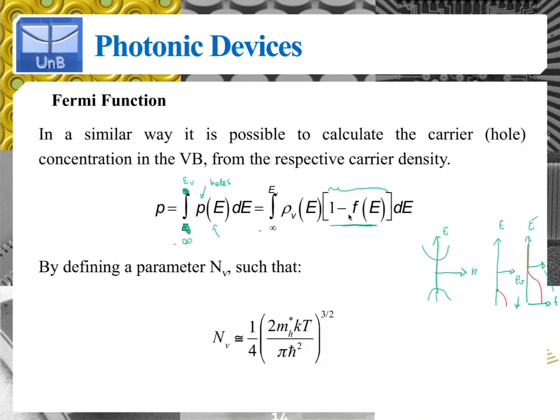If you need high accuracy for these numbers, you need to integrate numerically without the Boltzmann approximation for the Fermi function.